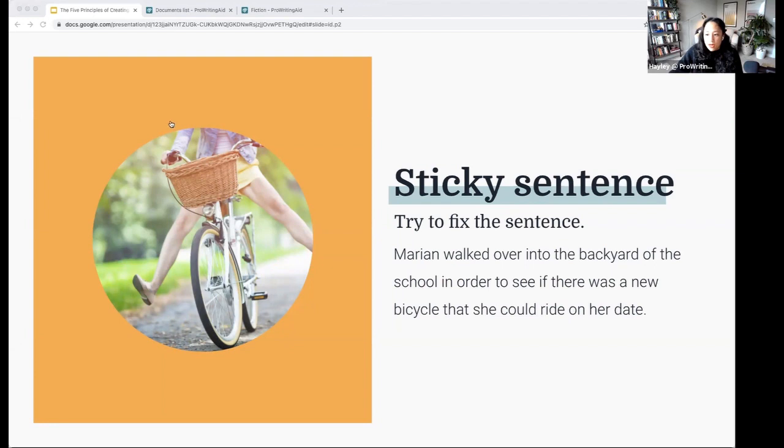Okay, so I have: Marion walk to the school's backyard to find a bicycle to ride on her date. Marion walked into the school's backyard to find a bicycle she could ride. Marion walked to the school's backyard. Marion walked into the schoolyard.